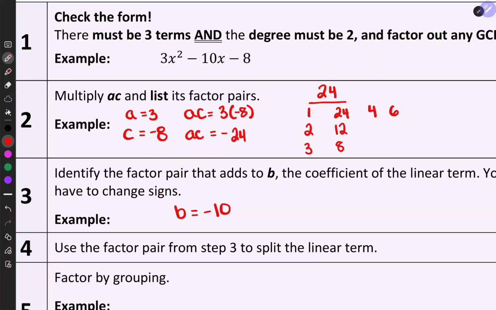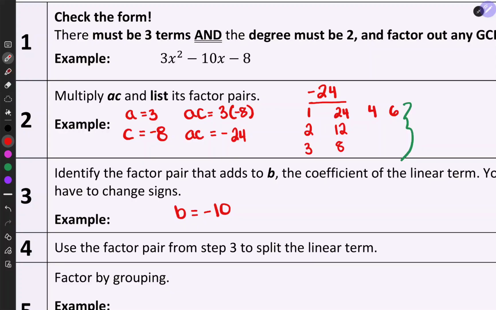Okay, it's the coefficient of x. It's our linear coefficient. All right, so which of these factor pairs up here can we add or subtract and get -10? Now I could change signs. So let's think about this. And this is where knowing that maybe we should keep that -24.